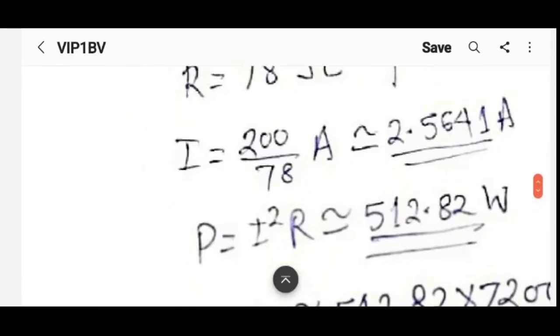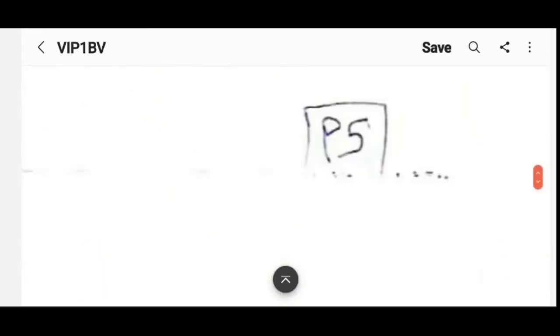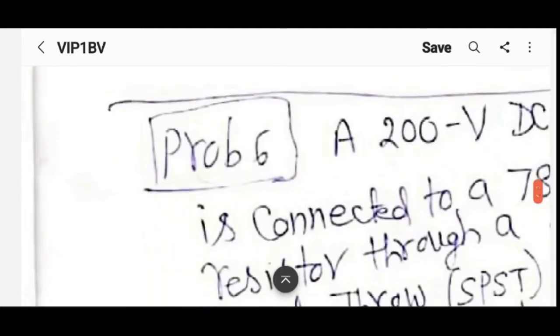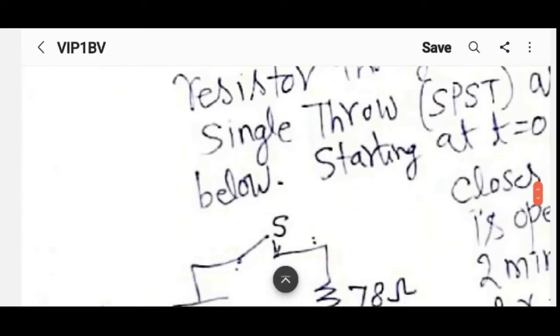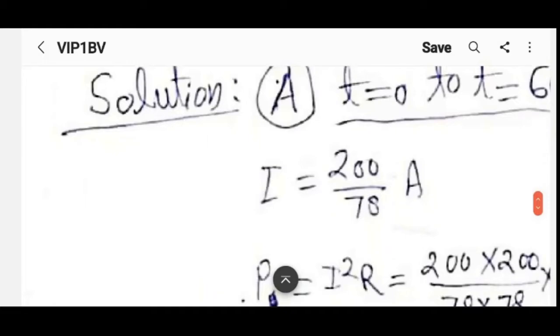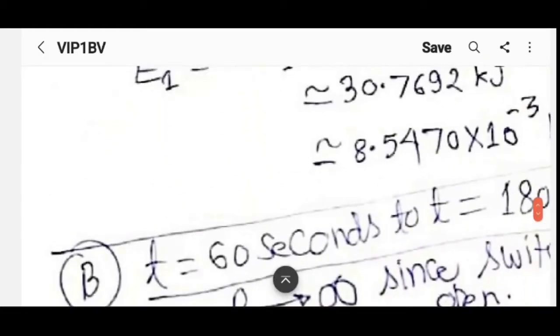Now, if you want the answer in kilowatt hours, you can either use the conversion formula that we have already derived, or even directly you can figure it out by converting the power into kilowatts, and time is already given in hours. So either way you can do it, and you should be able to get the answer in kilowatt hours.